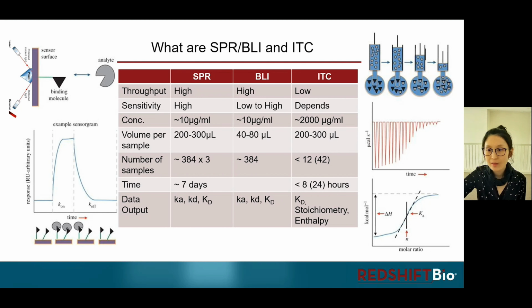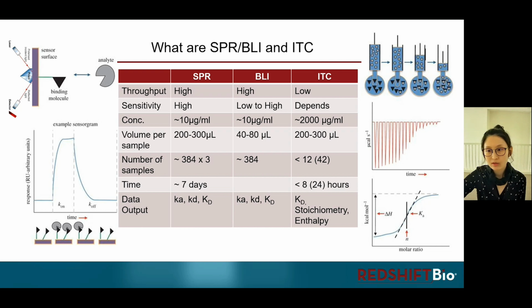So here in this table, we compare these three different technologies: SPR, BLI, and ITC. SPR and BLI are very high throughput technologies, while ITC is very low throughput. The sensitivity of SPR is usually high. BLI sensitivity ranges from low to high. The sensitivity of ITC really depends on the net enthalpy of the reaction.